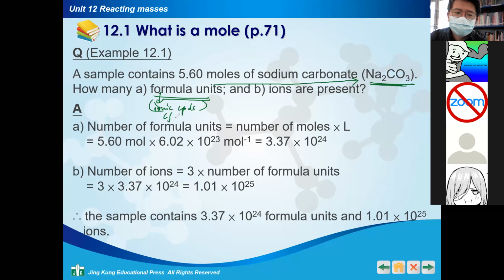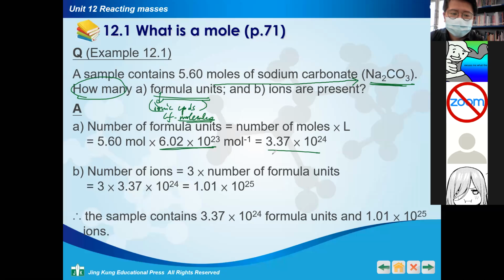When you compare with molecules for covalent compounds, for example, we simply tell how many molecules are there. But we cannot tell how many Na2CO3 molecules are there because this is not a molecule. To minimize that embarrassment, I change the term a little bit: formula units. So how would you treat that? We have got 5.60, and you are going to find out how many. It's simply times the Avogadro's constant, and here comes a very big number.